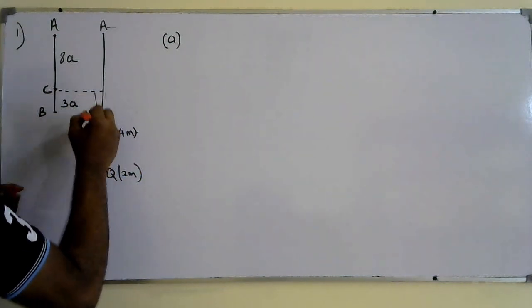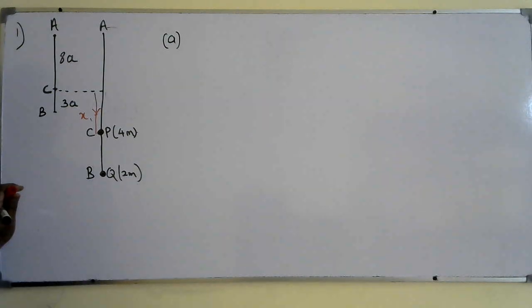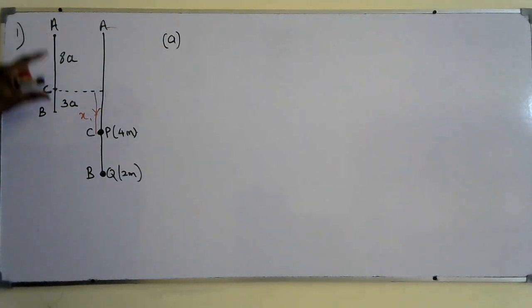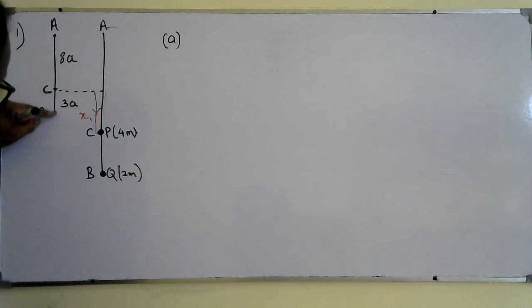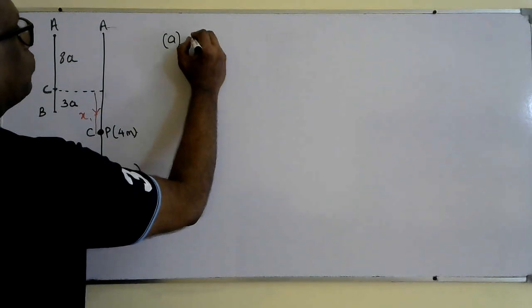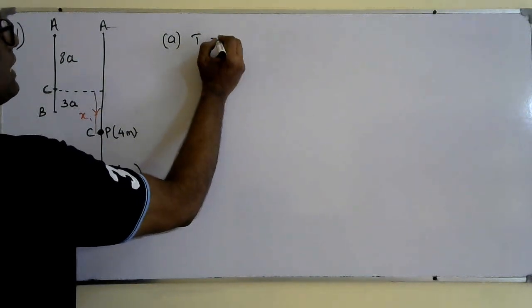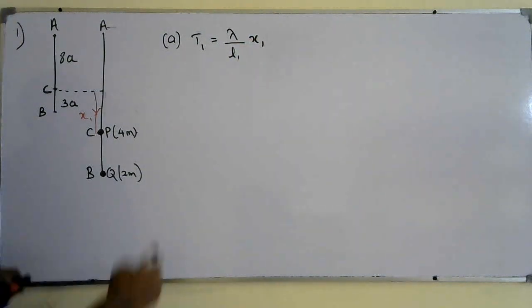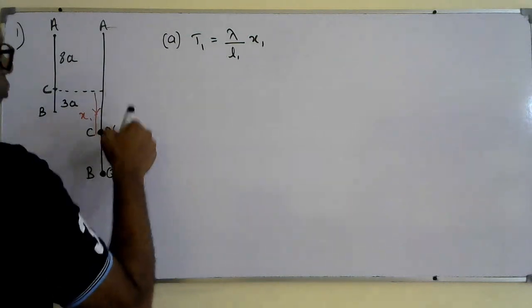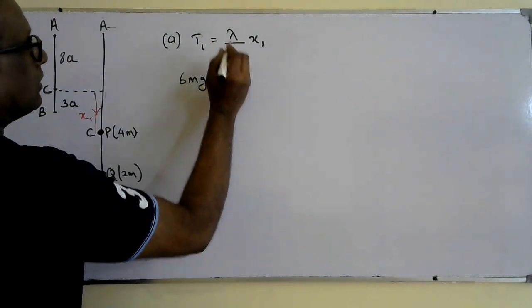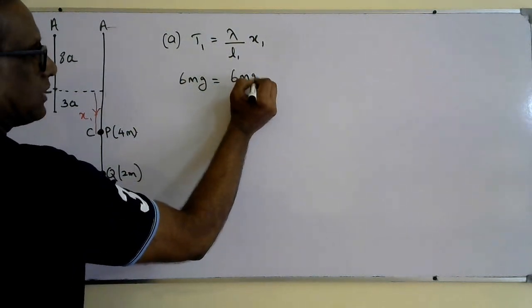From here to here, that is x1. That x1 is due to the total tension acting in the portion on the length AC, which is equal to the total weight attached below that. So T1 is equal to lambda over L1 times x1. The tension acting in that portion is 4 plus 2, that is 6mg, is equal to lambda, which is given as 6mg in the question.